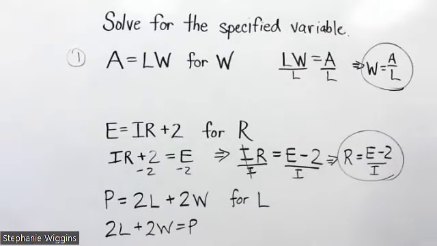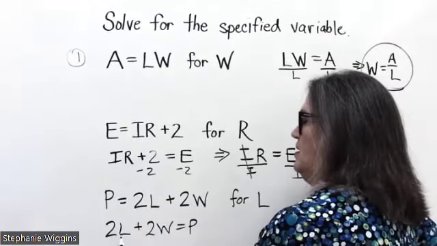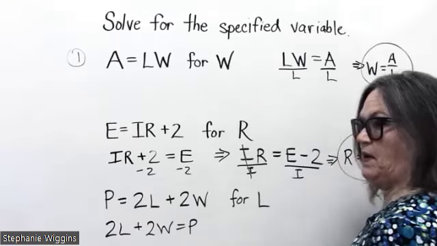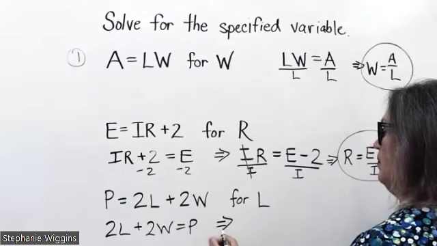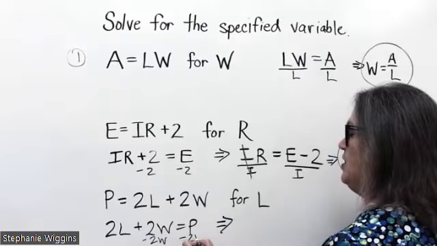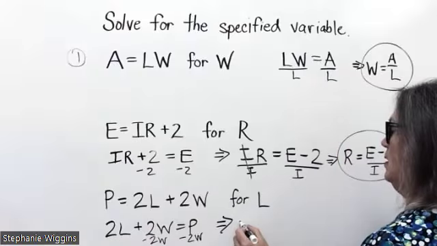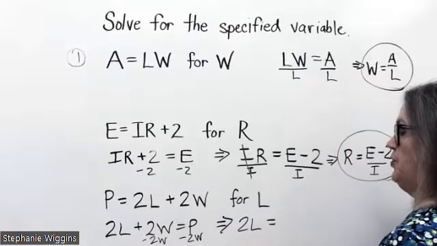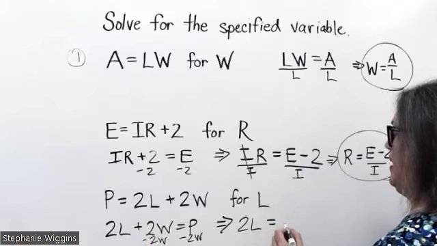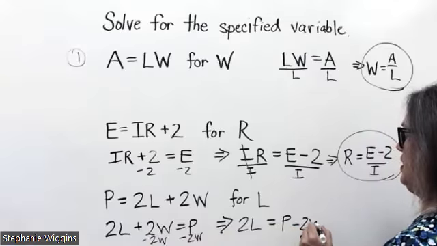And now there are 2 approaches you can take. You can factor out the 2, then divide out by 2, and then subtract L. But I'm just going to go ahead and get the W with the 2 on the other side of the equation and then divide by 2. So subtracting 2W from both sides of the equation is going to give me 2L is equal to, and then I have this 2W minus 2W, 0, that goes away, P minus 2W.